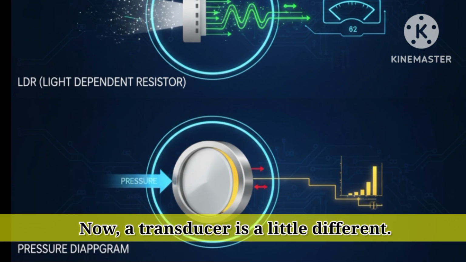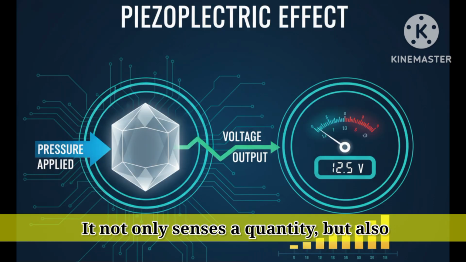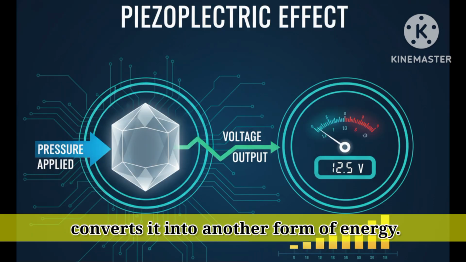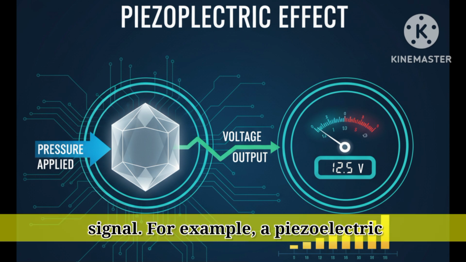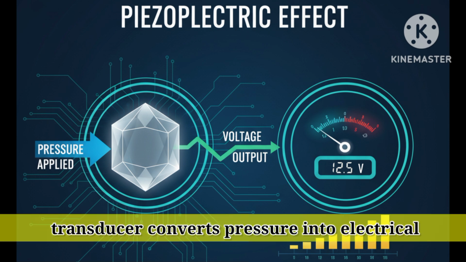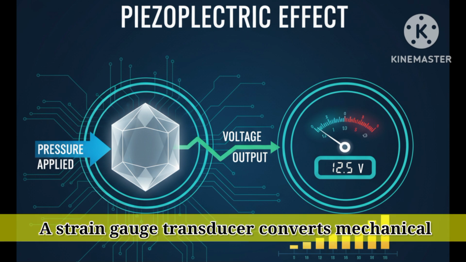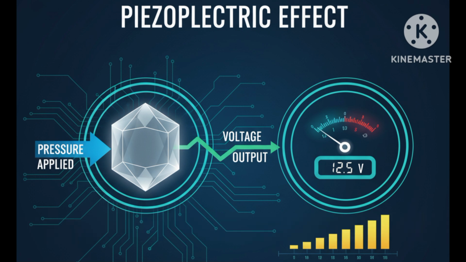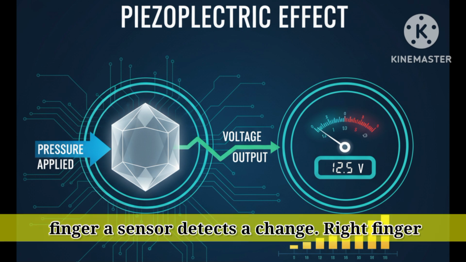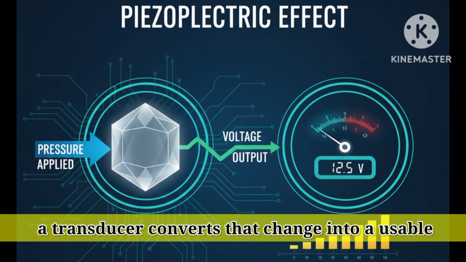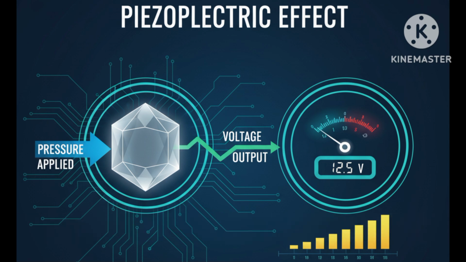Now, a transducer is a little different. It not only senses a quantity, but also converts it into another form of energy. Usually, this means converting a physical signal into an electrical signal. For example, a piezoelectric transducer converts pressure into electrical voltage. A strain gauge transducer converts mechanical strain into an electrical signal. So, remember: a sensor detects a change. A transducer converts that change into a usable signal.